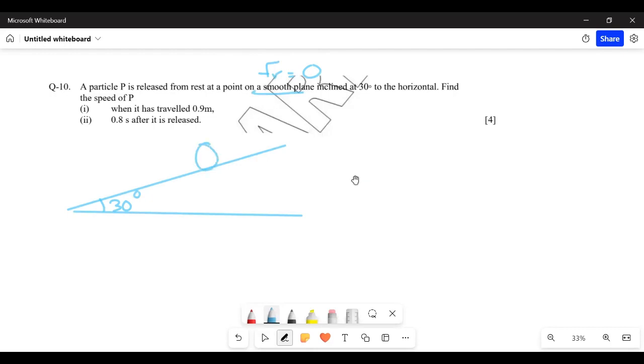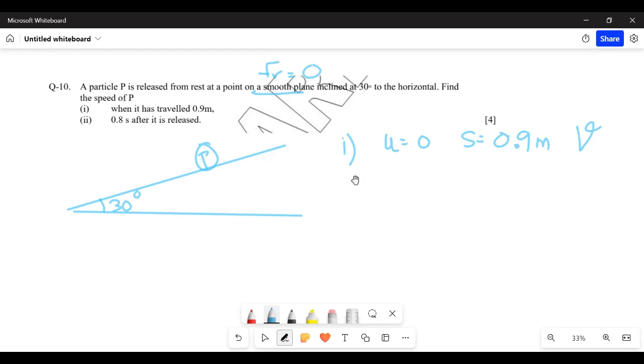Here's the particle P. U equals 0 for the particle. Find the speed of P when it has travelled 0.9 meters. So for part 1, S is also given, which is 0.9 meters, and we have to find this V.